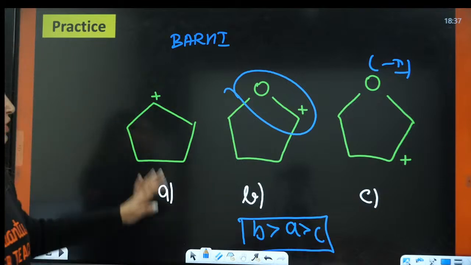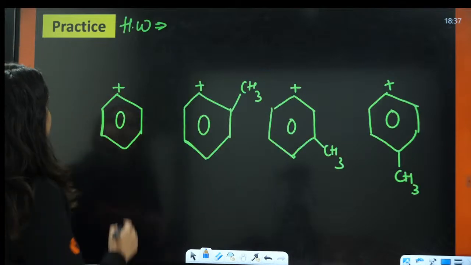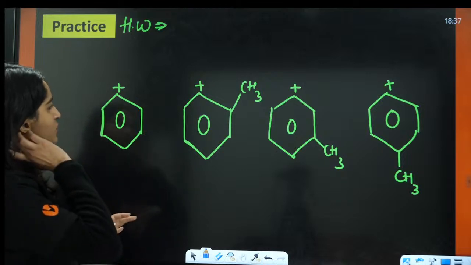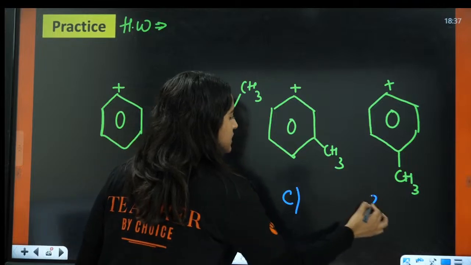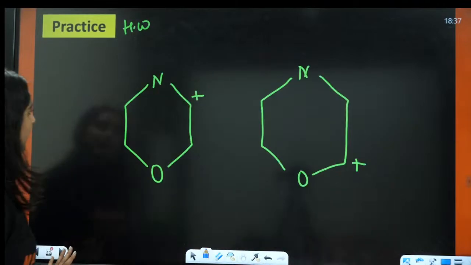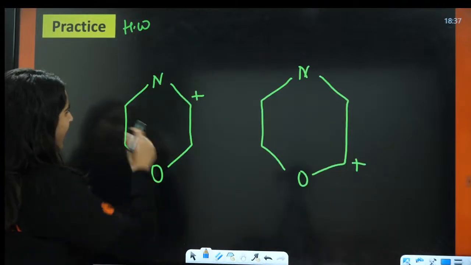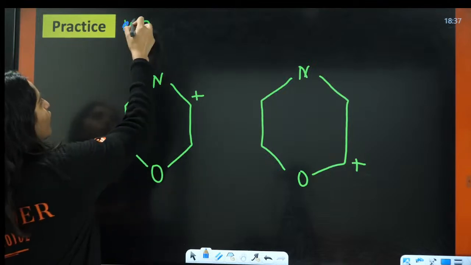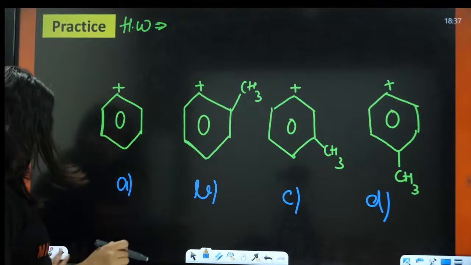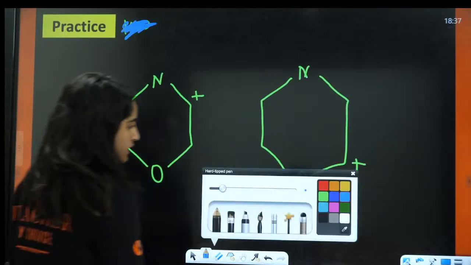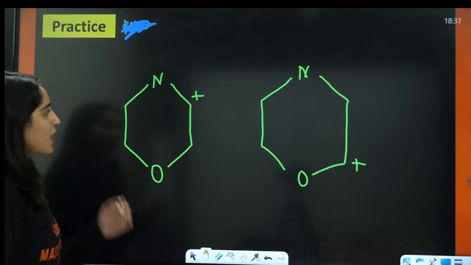Okay. So now next is this. And this is actually your homework. This is A, this is B, this is C, this is D. That is your homework. No, this is not your homework. Let us practice this.